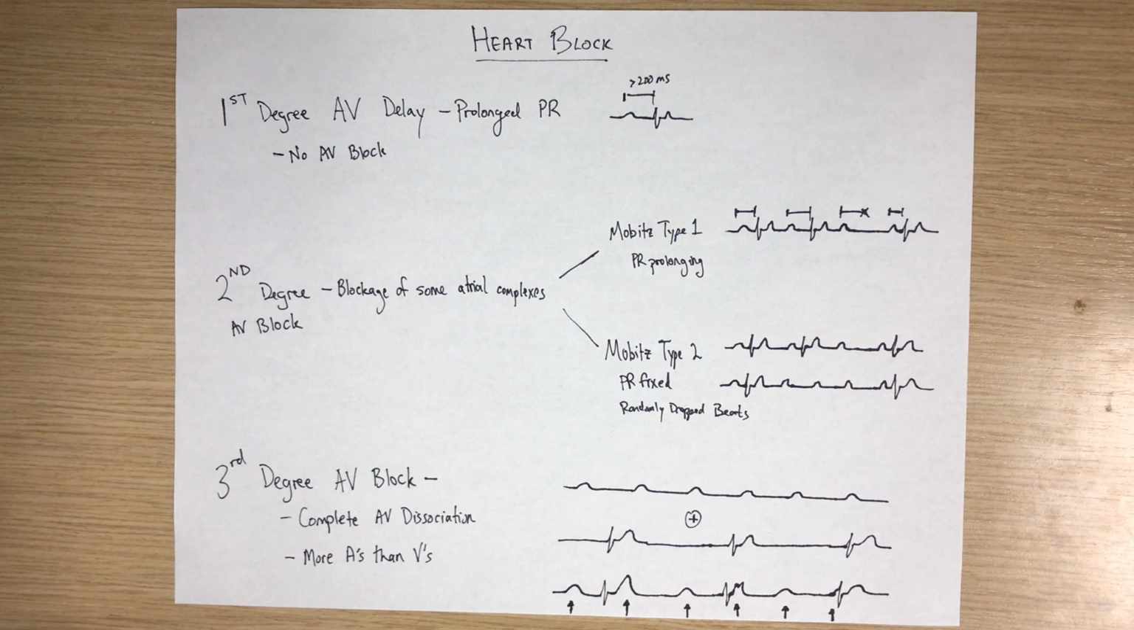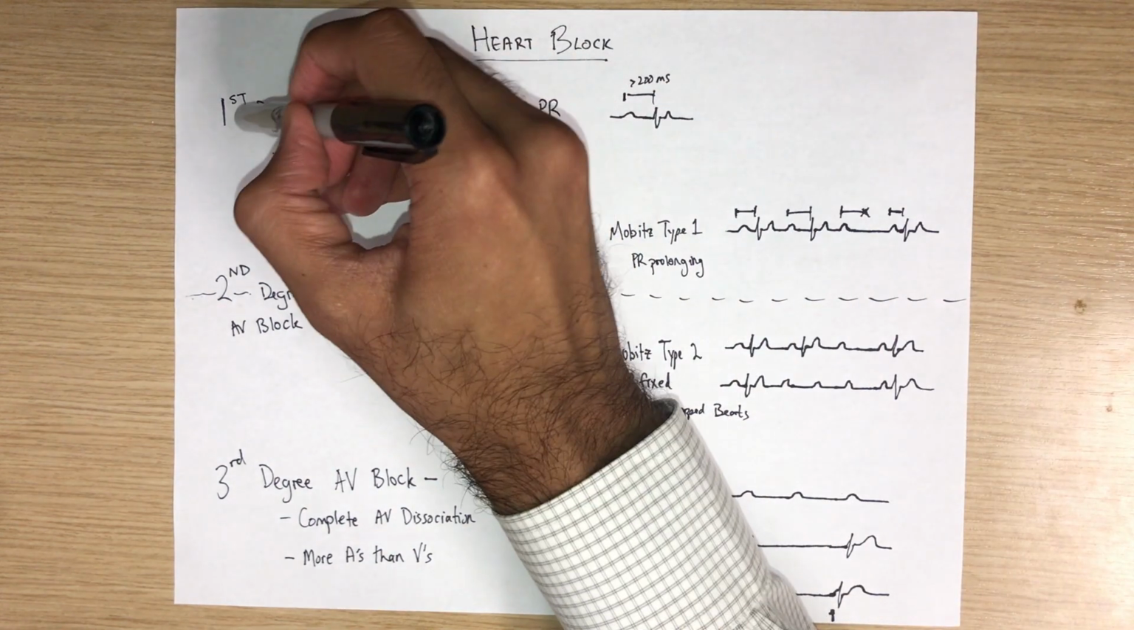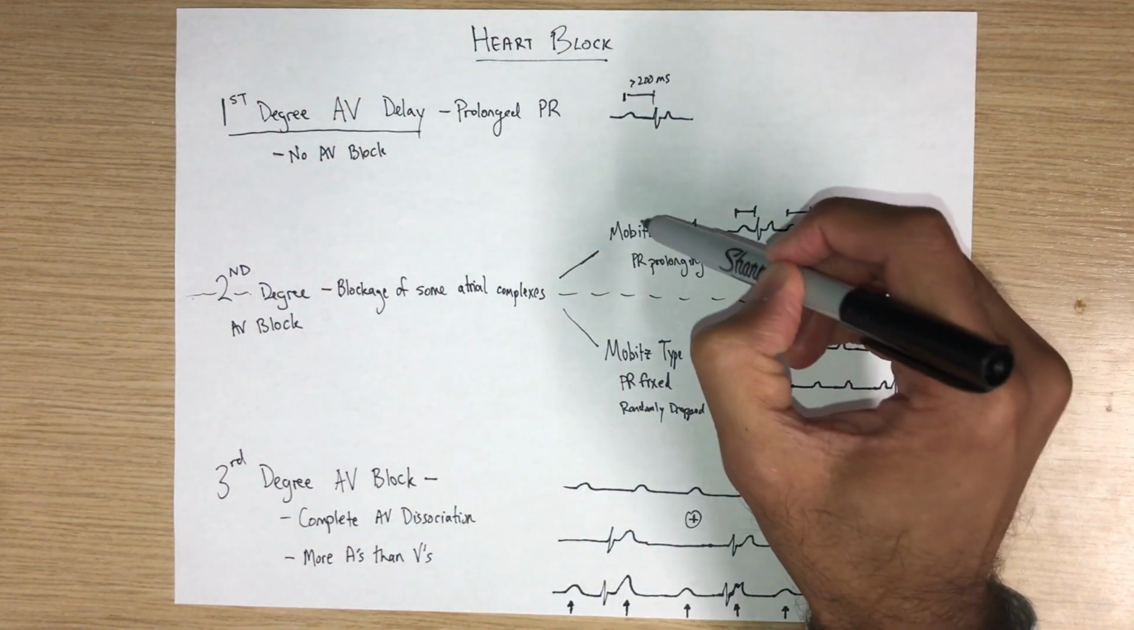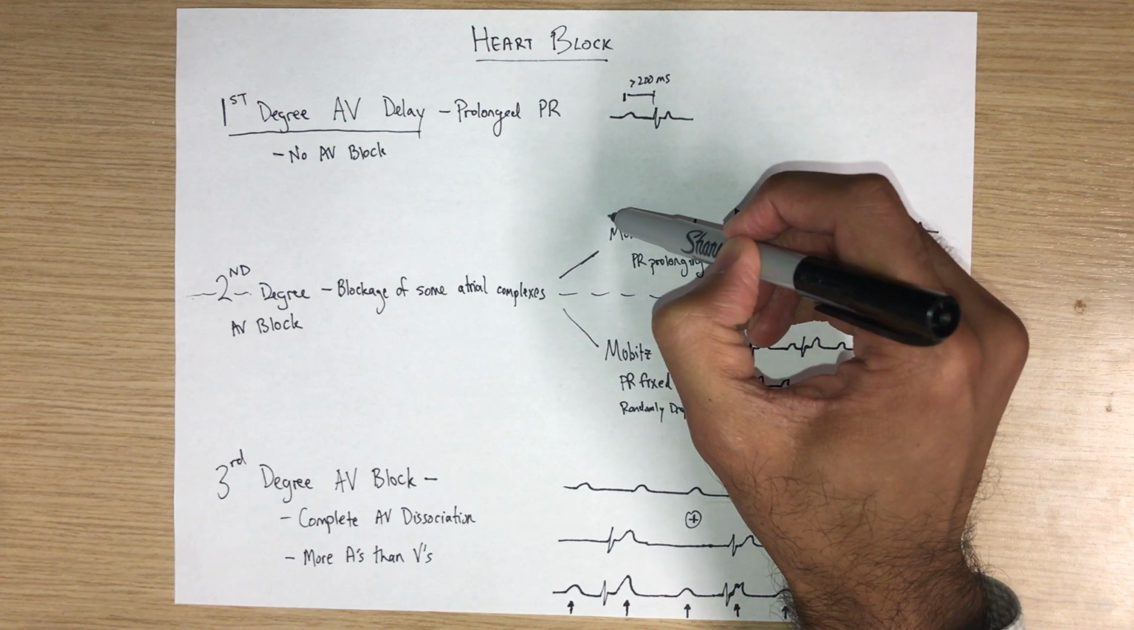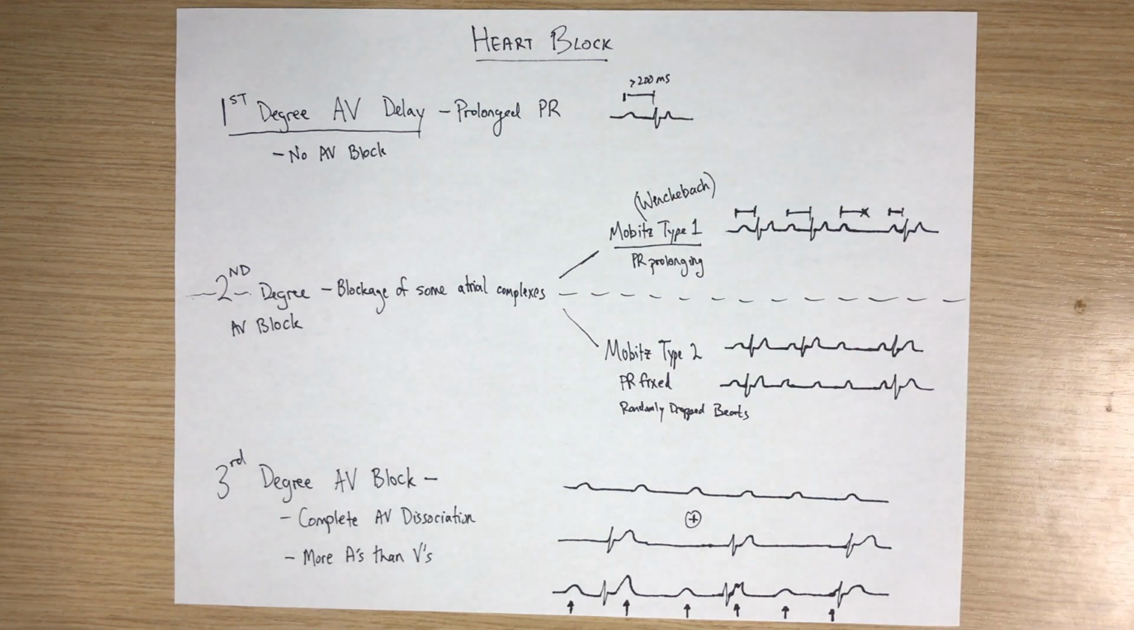So this is a summary of what most people are taught about heart block in medical school. Many people are also taught that the things on the top half of this page, meaning first degree AV delay and Mobitz type 1 second degree AV block, also known as Wenckebach, are not usually very serious or life-threatening and usually don't need pacemakers. Whereas the things on the bottom half of this page, meaning Mobitz type 2 second degree AV block and third degree AV block, are more serious and often do need pacemakers.